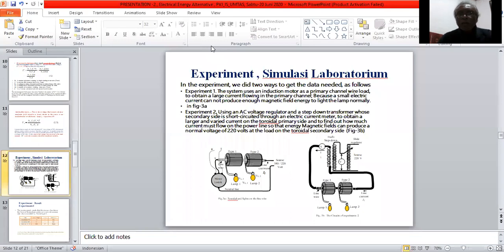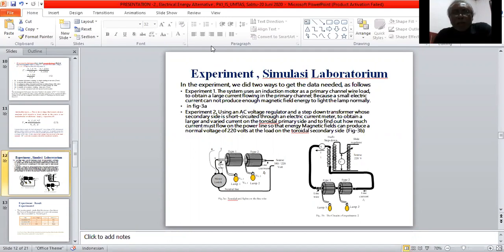And next, simulation experiment in the laboratory. In the experiment, we did two ways to get the data needed, as follows. Experiment 1.